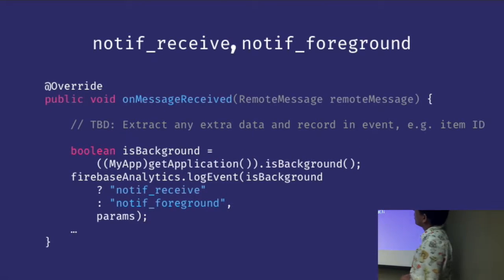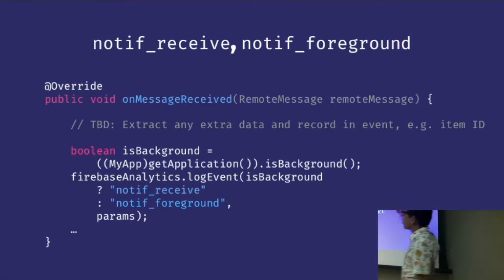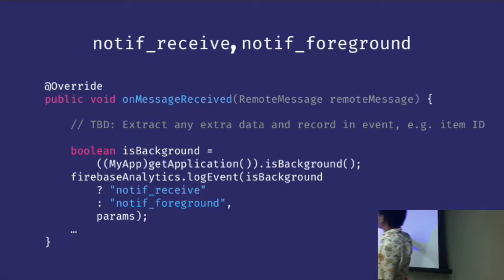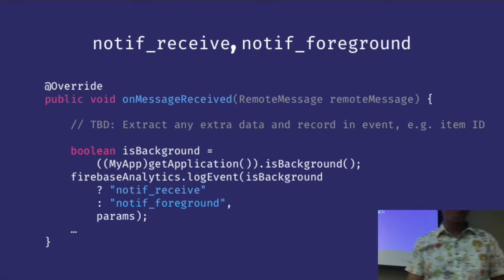Another sort of housekeeping detail that you might want is that the push notification that you receive might have extra data in it, for example, the article ID. And that's something you might want to record as part of the analytics event. So I've not put it here, but there's a params argument that's just a bundle of extra parameters that you put when you log your event.